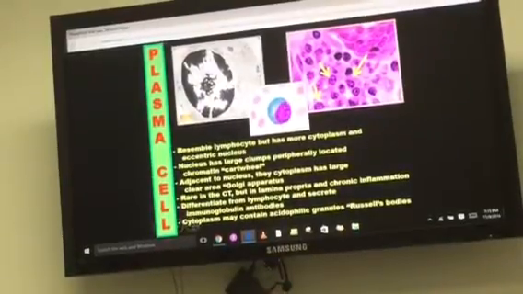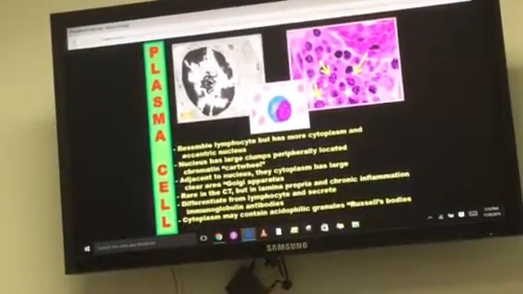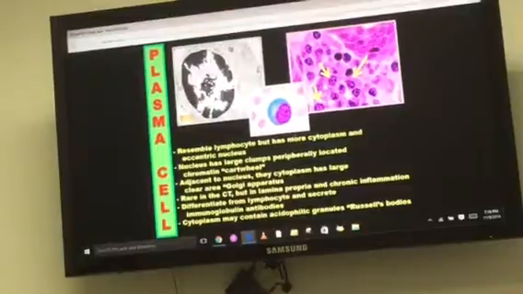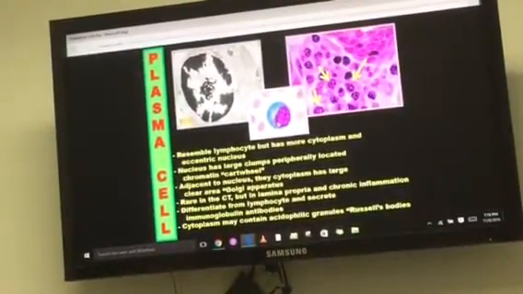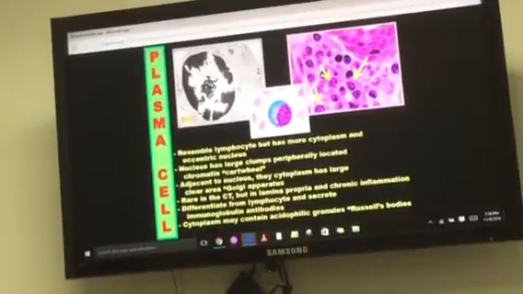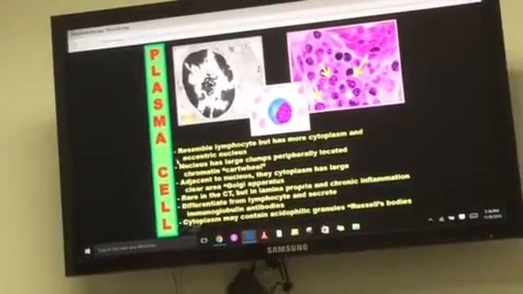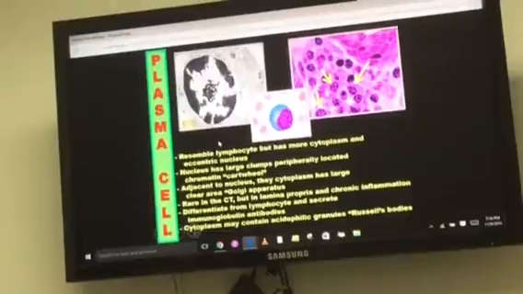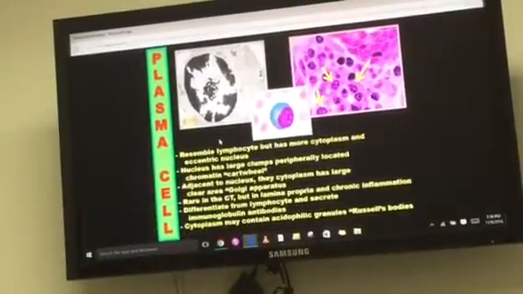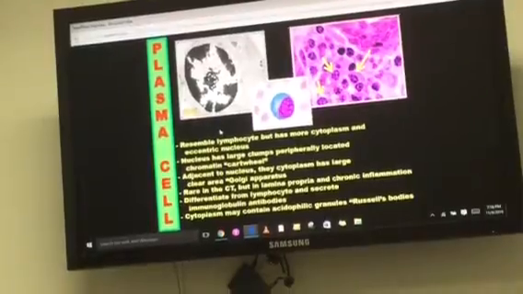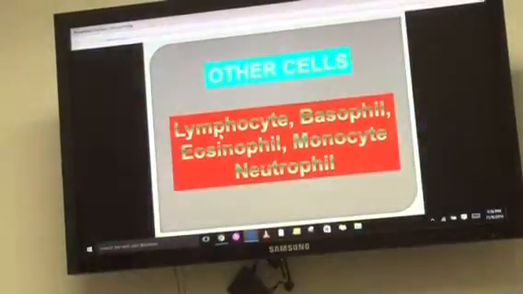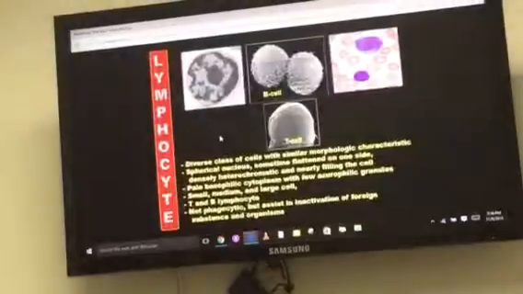And then there are others. Also, he emphasized this in class. I don't remember the specific parts, but he said if it looks like a crescent shape, then you'll be able to figure out, okay, it's a plasma cell. He was saying that the light blue part is made up of Golgi bodies. So then we'll go into other cells.